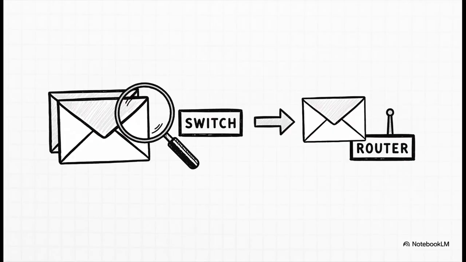So when our frame gets to the switch, it does one simple thing. It looks at that outermost envelope, reads the MAC address for your local router, and just sends it along. It doesn't even peek at what's inside.